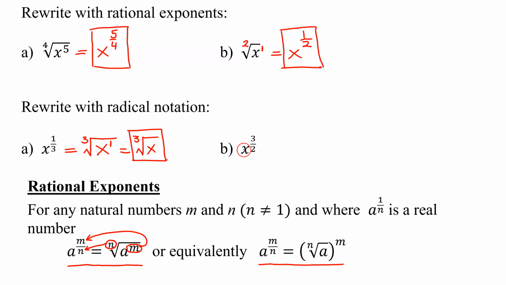And my last example, x raised to the 3/2 power. In radical notation, I have my radical. X is underneath the radical. The index is the denominator of the fraction, which is a 2. And I'm going to raise my x to the numerator, so I'm going to raise my x to the 3rd power. Do we ever write an index of 2 on a radical? No, that's a square root. So we're just going to write the square root of x cubed.